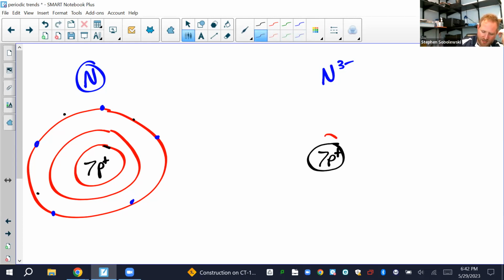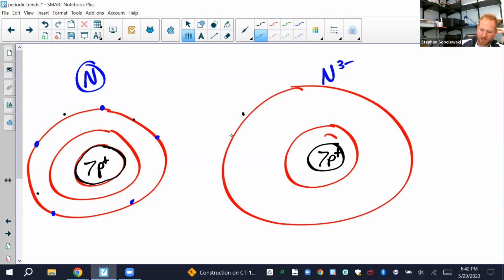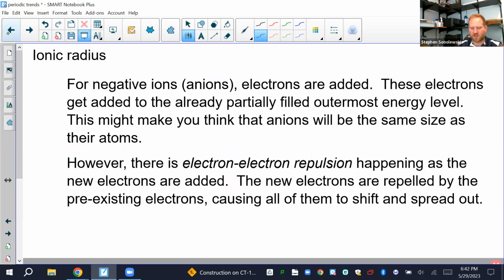I should have shown this as the nucleus. We're still going to have 2 energy levels, but because that second energy level is now full, it's going to spread out a little bit to make room for all 8 of these electrons. So that's kind of summed up here. There is electron-electron repulsion happening as the new electrons are added. The new electrons are repelled by the pre-existing electron, causing all of them to shift and spread out.